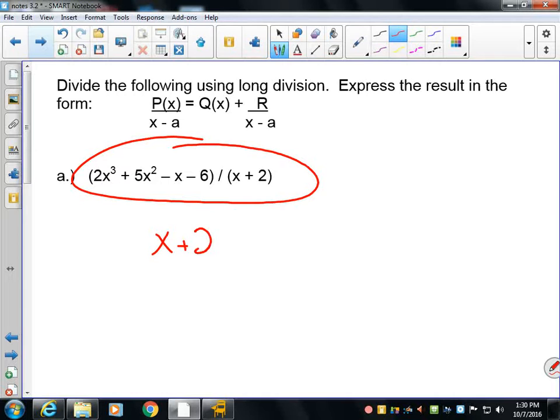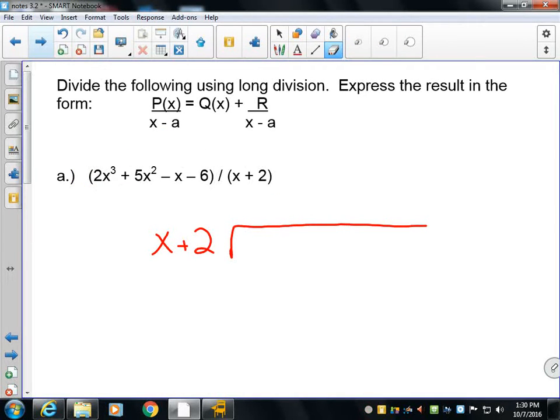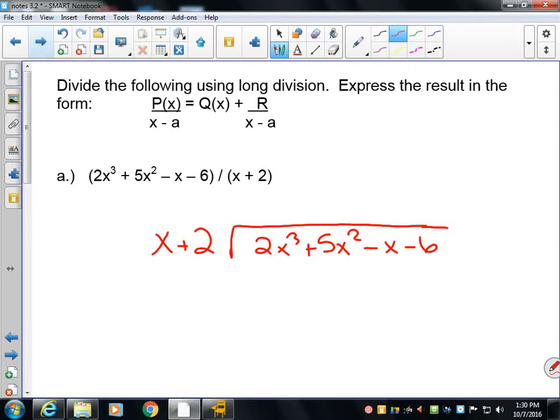X plus 2. Then I do the big divide sign. Minus x minus 6. Beautiful. So, Jesse, what's our first one? What times x will give us 2x cubed? 2x squared. Good. So 2x squared times x gives us 2x cubed. What do I do next?